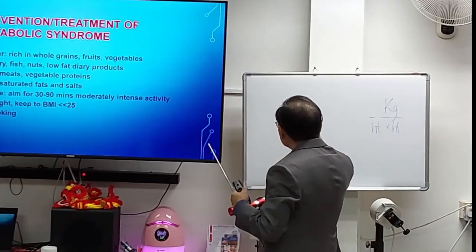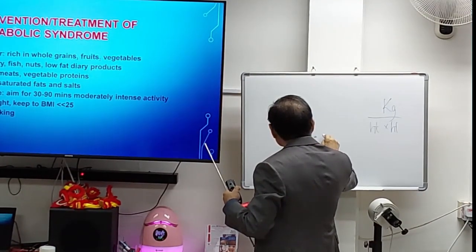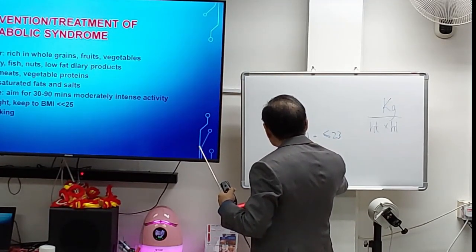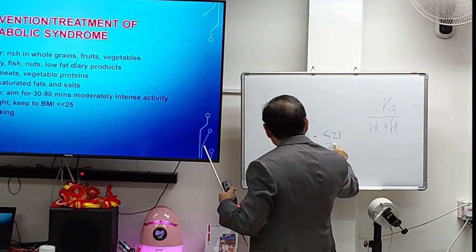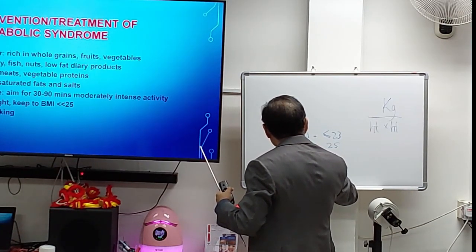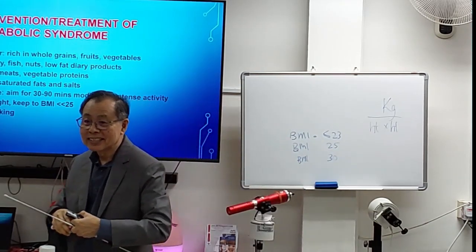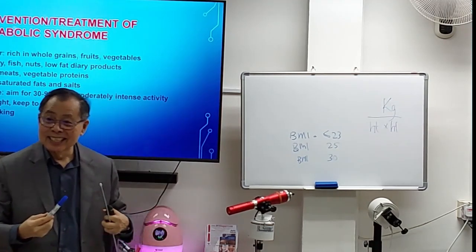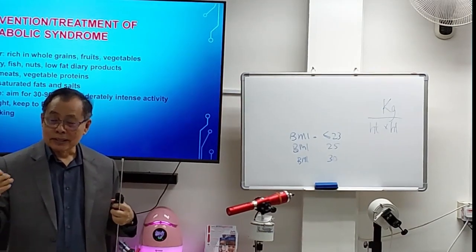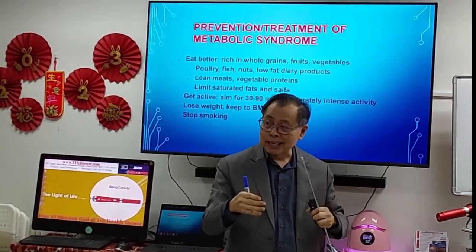Ideally, normal weight, your BMI should be about 23 or less. 25 is overweight. 30 is obese. I'm 26. 26? Yeah, 26 BMI. You're in the overweight. So that's what I'm working towards. Yeah, that's a good thing. Keep walking. Bring it down to 25 and below if you can.